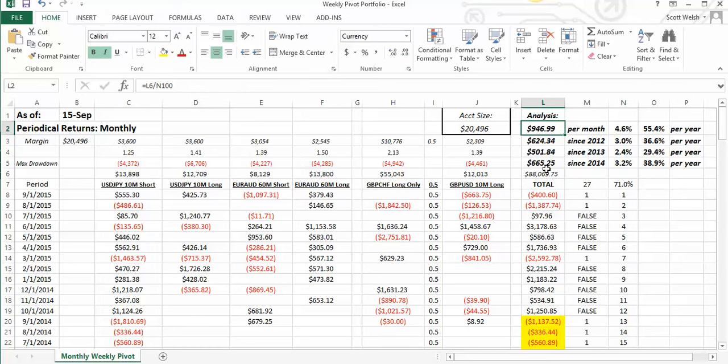It's easy to look at this number and say, okay, every month I can count on $946, and that's not true. However, if you're a trader, you know that losses come, and you just have to be able to make it through the up months and the down months. But on average, since 2008, it's made $946, which comes out to 4.6% average per month, which comes out to 55% a year.